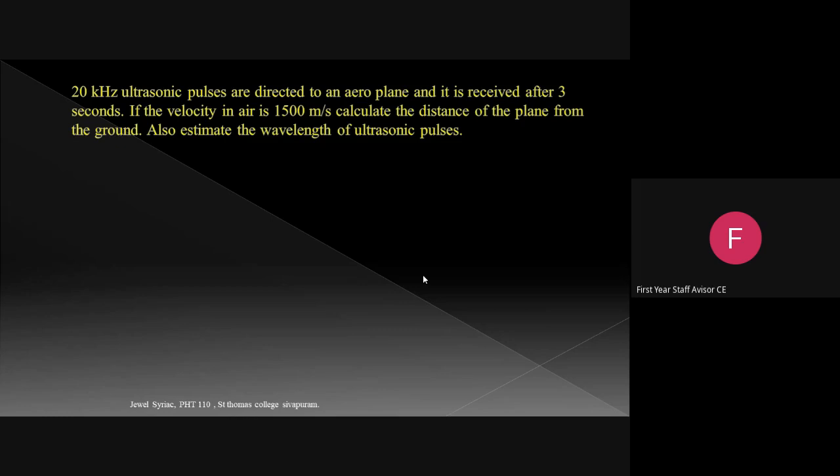ക്വസ്റ്റ്യൻ എഴുതിയെടുക്കുക. 20 kilohertz ultrasonic pulses are directed to an aeroplane and it is received after 3 seconds. If the velocity in air is 1500 meter per second, calculate the distance of plane from the ground. Also estimate the wavelength of ultrasonic pulses.